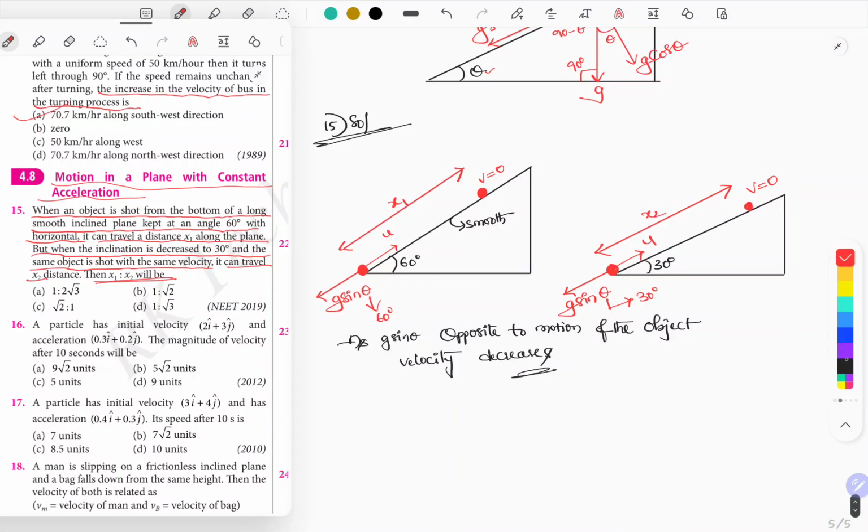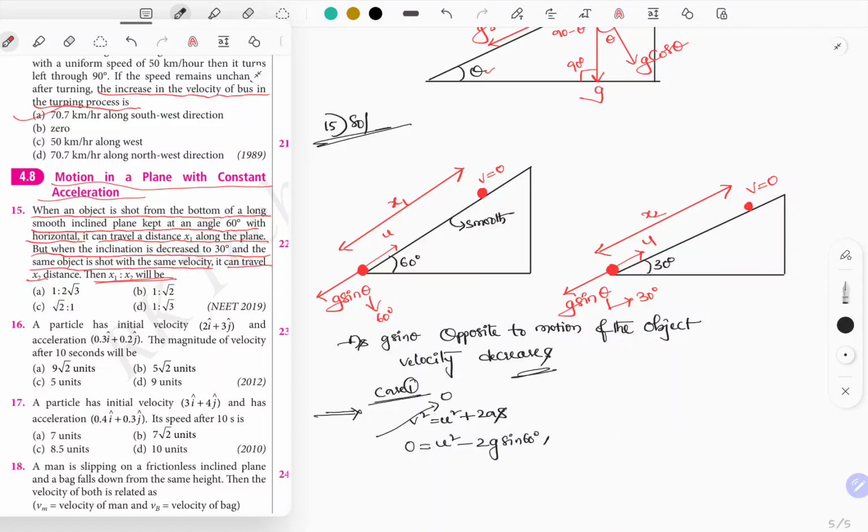Super. How to find out the x1 to x2 ratio? First of all, this object is under motion of acceleration due to gravity, right? So acceleration due to gravity is generally constant. If it is constant, we can use equations of motion. Let me use equations of motion for case 1. For case 1, v square is equal to u square plus 2as. V square is final velocity, which is 0. U square is initial velocity. A is acceleration due to gravity, which is opposite to the motion of the object. That's why I can represent it as 2g sin 60 degrees into x1.